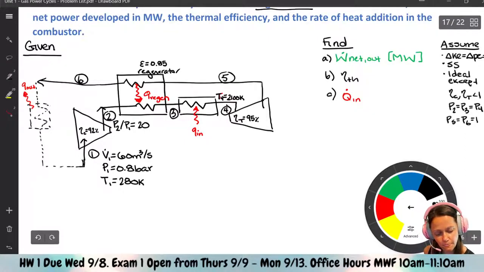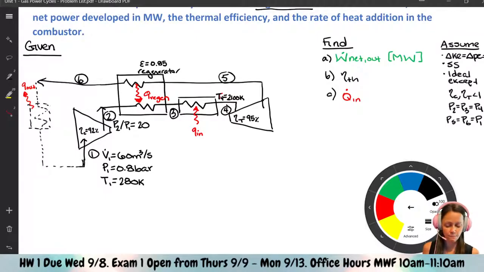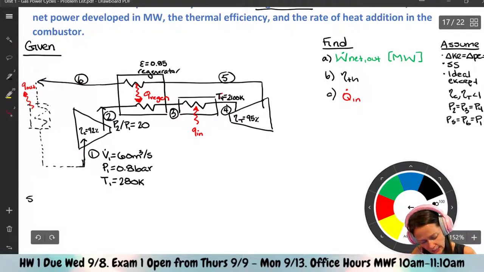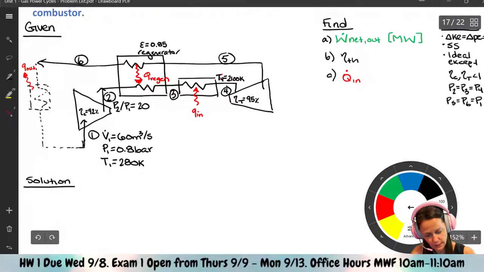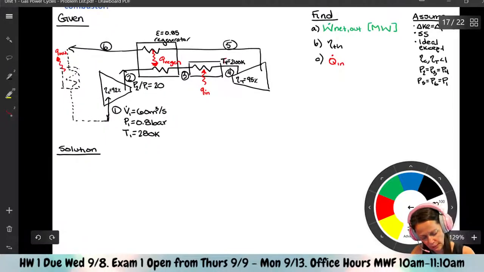But if I close that loop, then that just means that P6 and P1 are the same. Okay. So let's go ahead and at least get our governing equation for that first one. And then the rest maybe we won't be able to get to today, but it'll be okay.